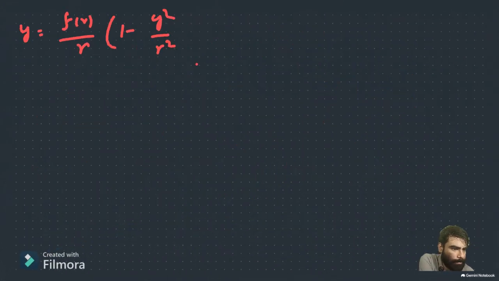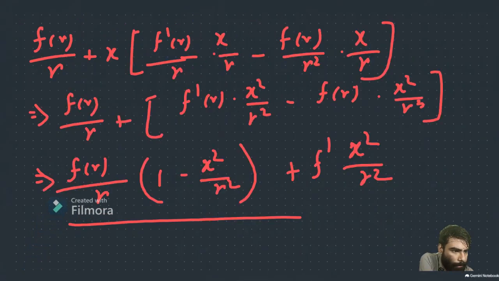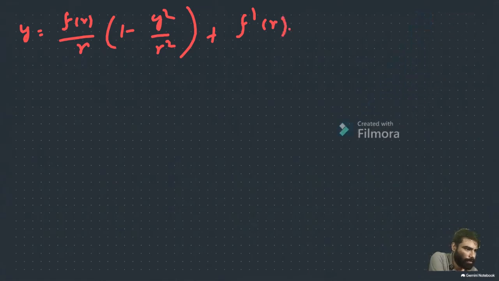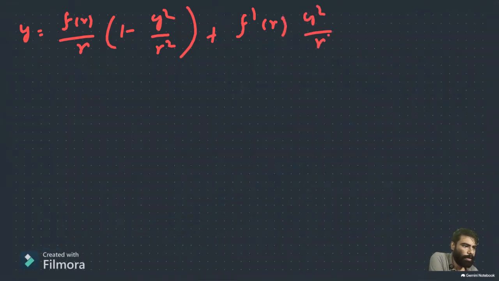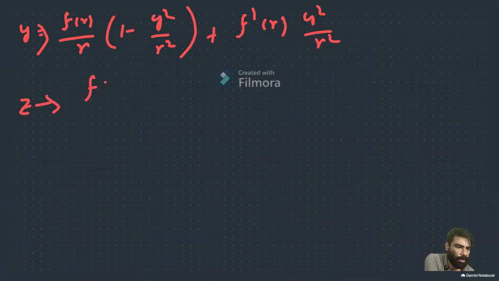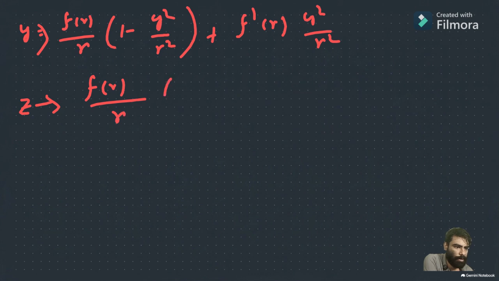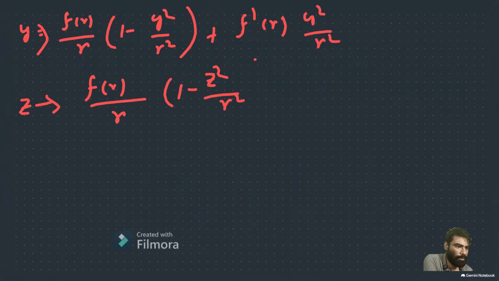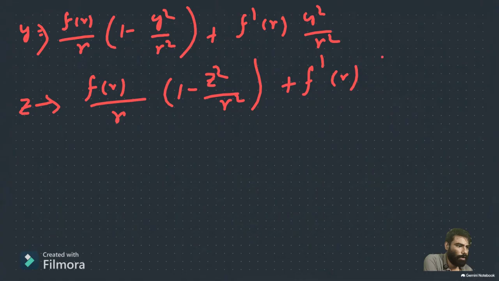Is it r square? Yes. Y square plus f prime r into x square by r square. Here y square by r square. And for the z component, the same way you can see that f(r) by r, 1 minus z square by r square plus f prime r, z square by r square.